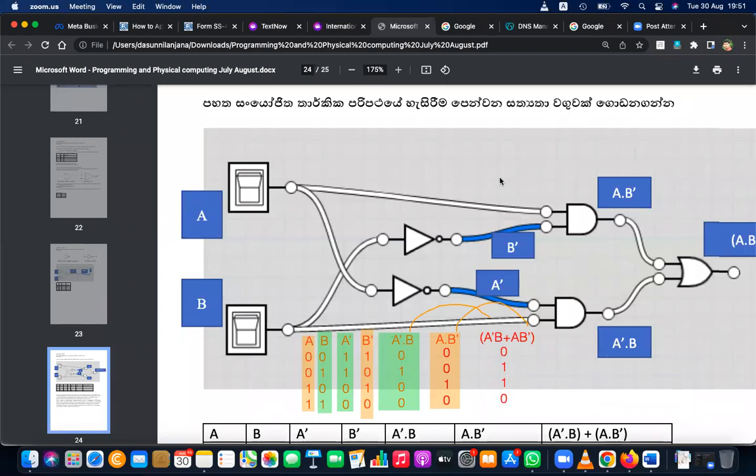Yes, sir. Okay. So this is one easy way. Using the table, you can get the answer: 0, 1, 1, 0. Who has sent the answers? Yashnit has done well.